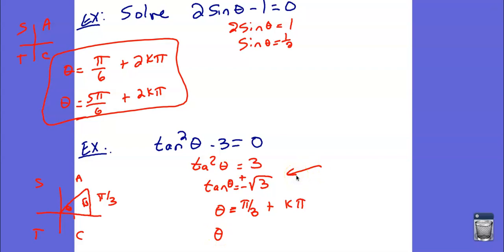Where is the inverse tangent? Like on this step, where is the inverse tangent? Negative square root of 3. So this is literally at negative pi over 3. Remember, the inverse tangent is defined in these two quadrants. So negative pi over 3, and then plus k pi.